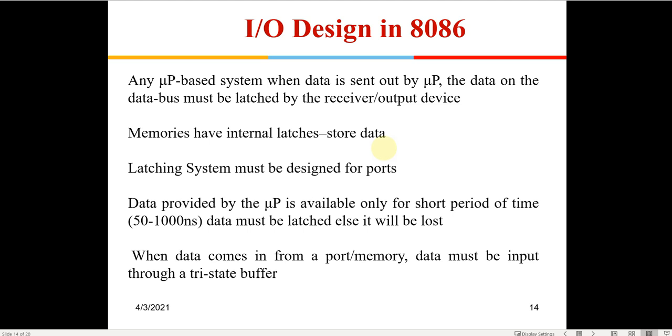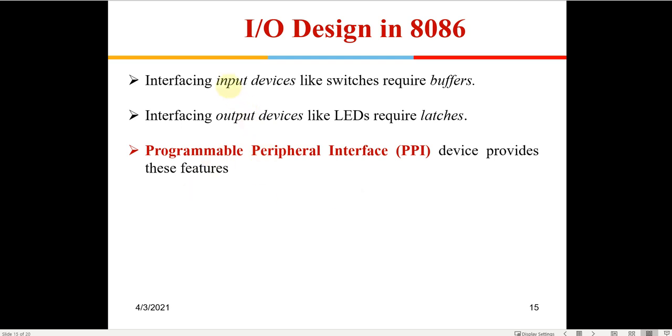So what we do is we use a latch in between. That is the requirement. These things together, the buffer, latch and all this function, are done by something known as the programmable peripheral interface, PPI. We will learn about these PPI devices in the next class.